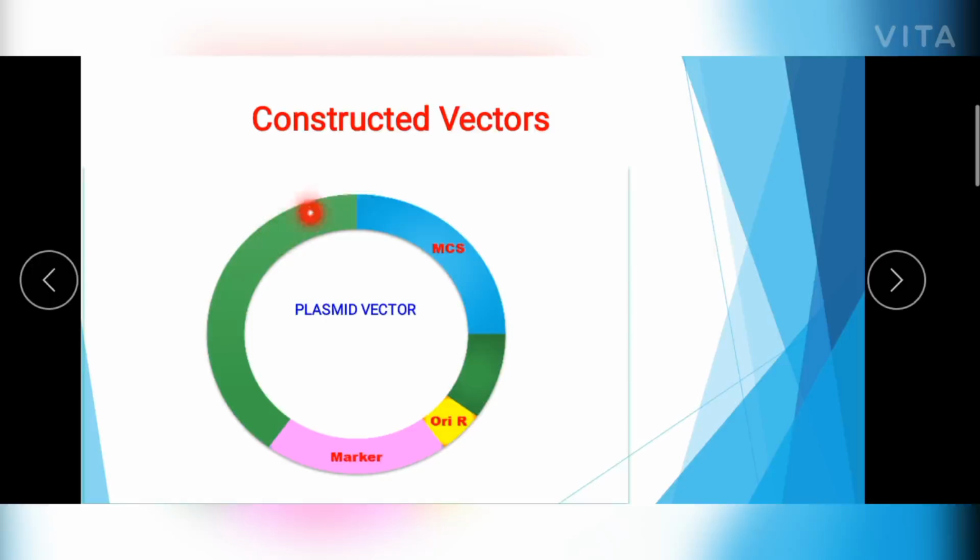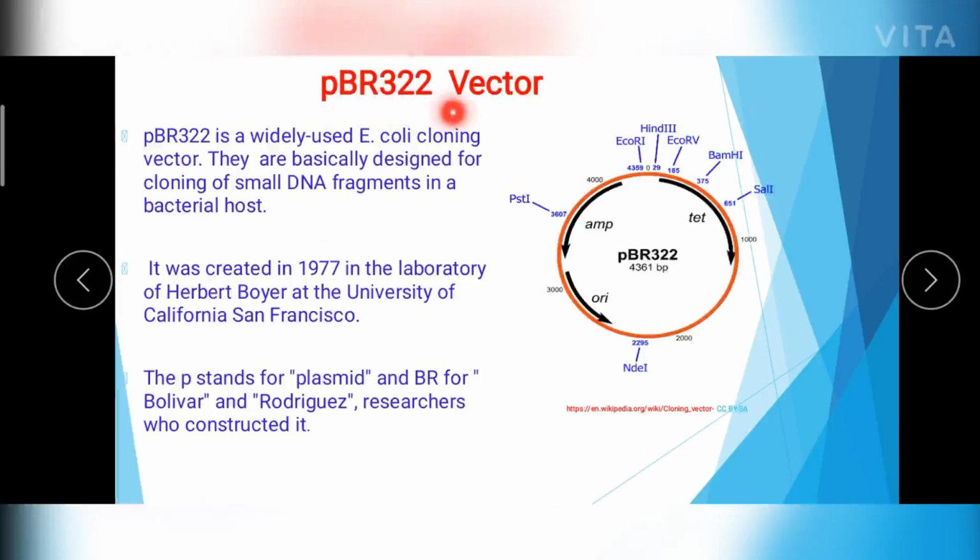Like that, different bits or fragments of the DNA are taken and joined to make a constructed vector, that is the constructed plasmid vector. So this type of vector is called an artificial vector or constructed vector. And let's study this artificial plasmid PBR322 vector.